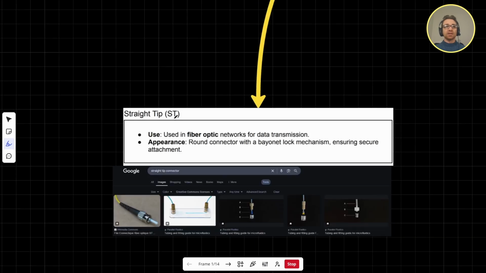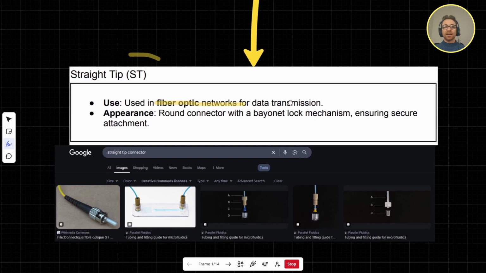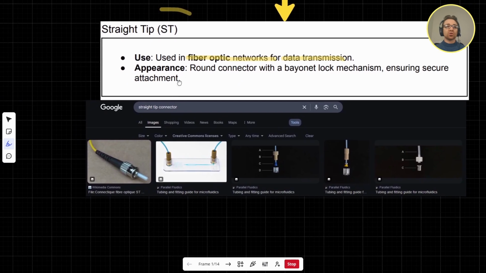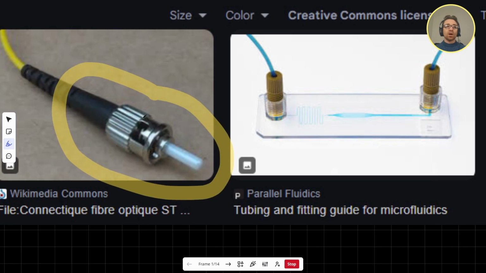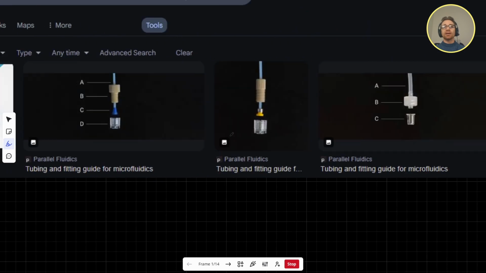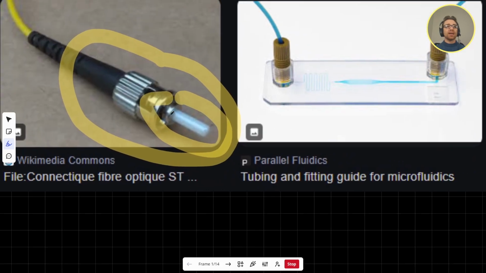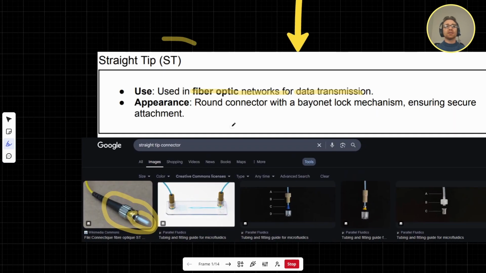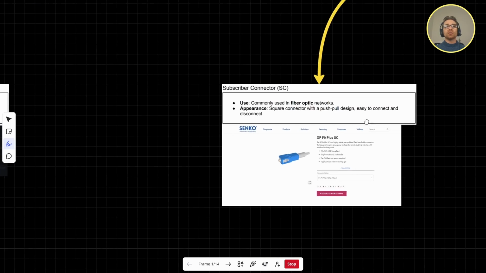And then you've got straight tip. This is a fiber optic network connector, and it's used for data transmission. So the straight tip can be identified by, it looks kind of like a bayonet type thing. It's one sticking straight out, and you can always tell it's fiber by that glassy kind of look of the connector on the end there, right? It's got a glassy look to it, but it's got a little bayonet to it, okay? That's the ticket. So it's got a bayonet lock mechanism, okay? That's for fiber optic.